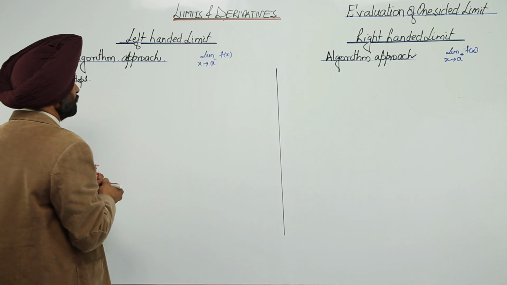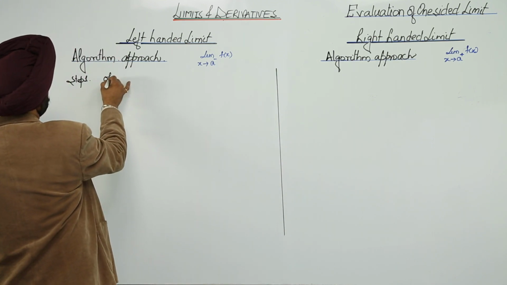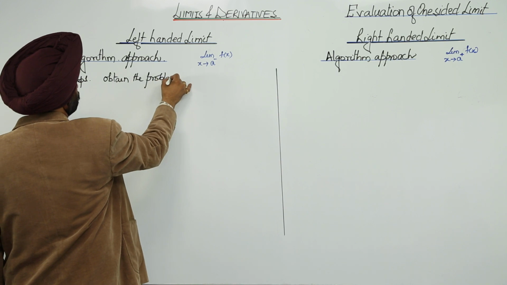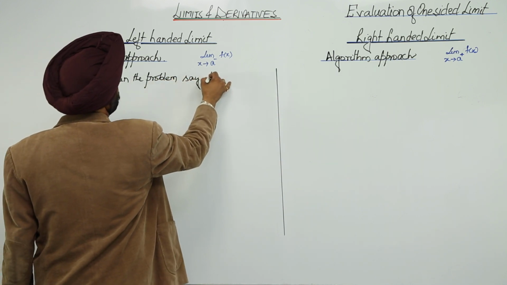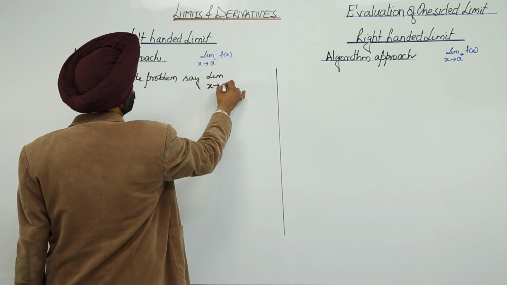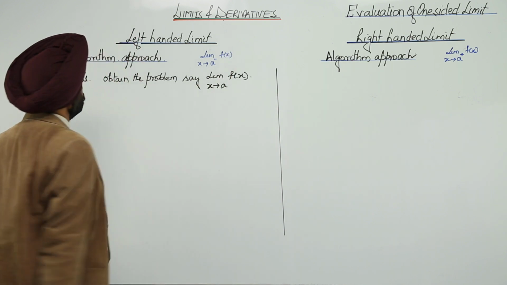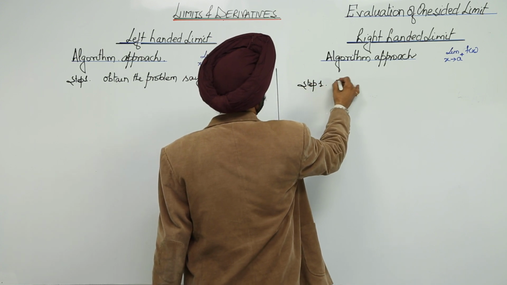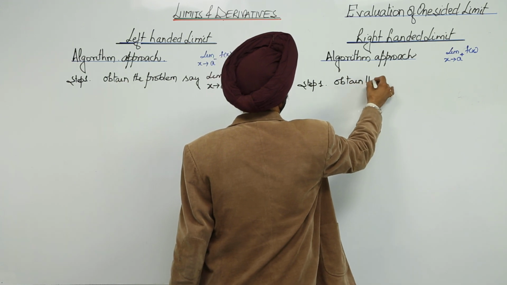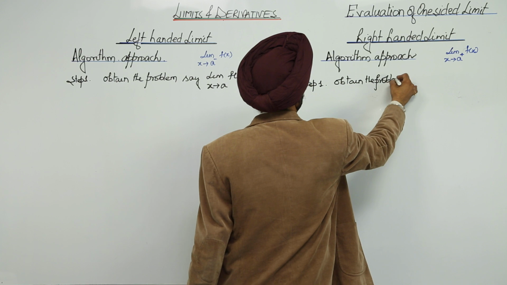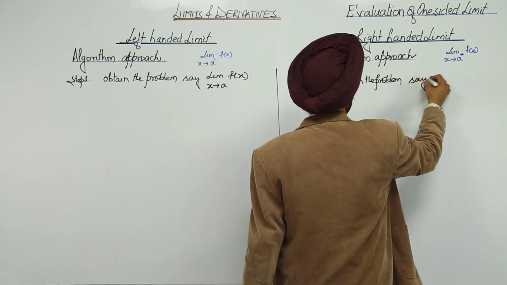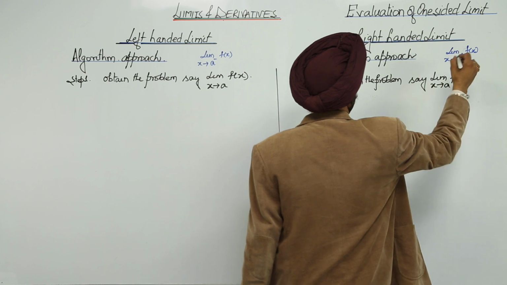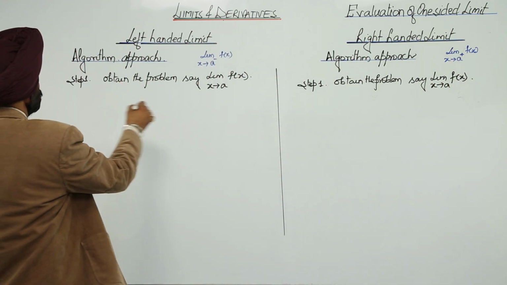Okay, now how can we go about this? Step one: obtain the problem. Say limit x approaches a, f(x). Okay, same thing here. Step one, obtain the problem. Say limit x approaches a, f(x).